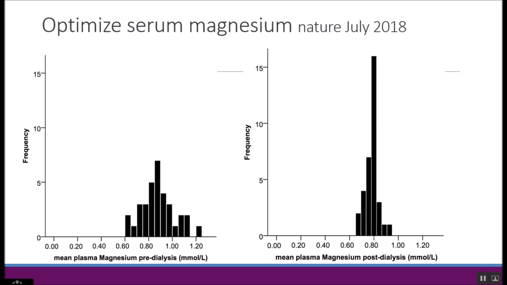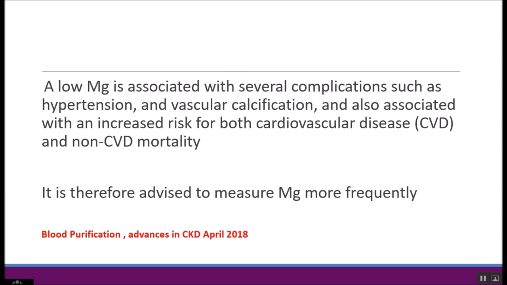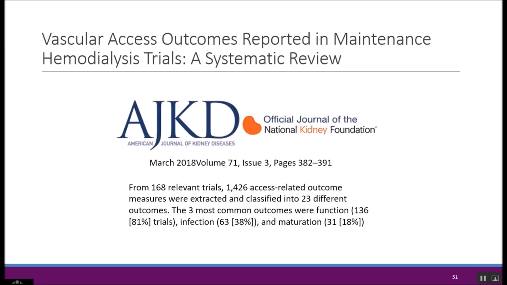Also serum magnesium, which is rarely checked in our patients, has been shown that low serum magnesium is associated with several complications such as hypertension and vascular calcification, and also associated with increased risk for both cardiovascular disease and non-cardiovascular disease. So it is therefore advised to measure magnesium more frequently.